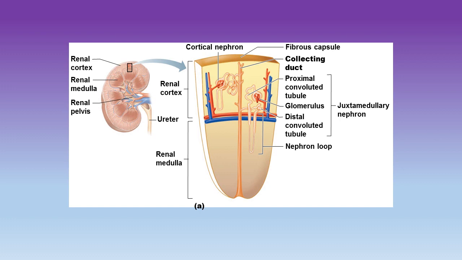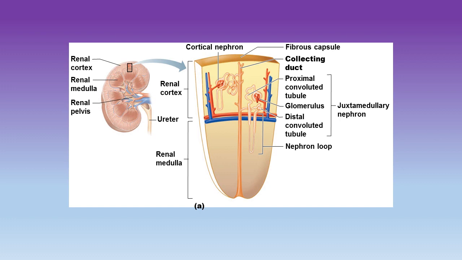On the cross-section of the kidney on the far left, it is showing, once again, the divisions: the outermost renal cortex, the renal medulla, and then the renal pelvis. These are the three main areas of the kidney. The nephron is the functional unit of the kidney, as I said previously. There are two different types of nephrons.